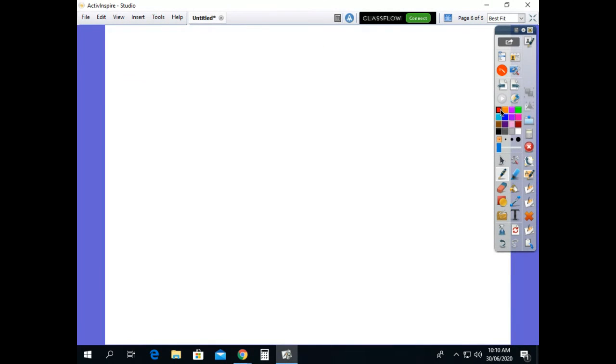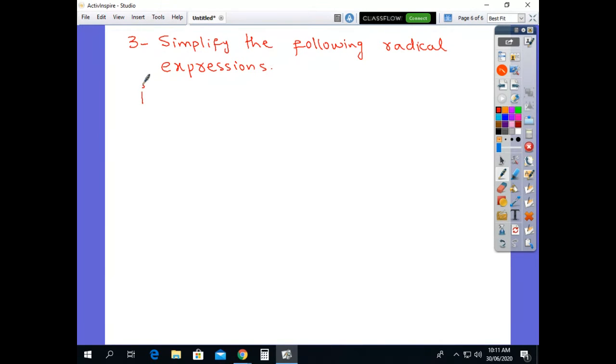Now we move on to the next question, question number 3. Question number 3 is: simplify the following radical expressions. Here we simplify these following radical expressions. The first radical expression is cube root of negative 125.